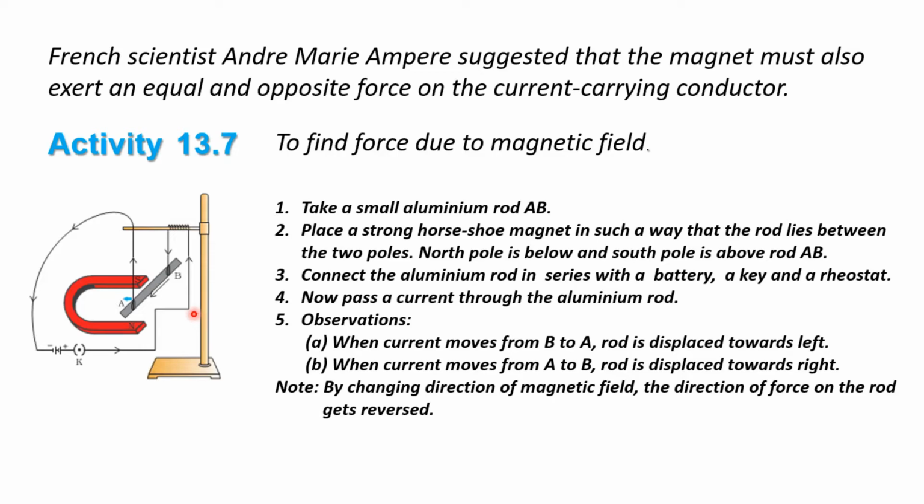How will we change the direction of magnetic field? Earlier we had taken this to be north and this to be south. Now we will change the direction by taking this pole as north and this pole as south. Current is moving from B to A and the magnetic field is moving from north to south, like this, and the displacement of the rod will be towards right, and vice versa if the polarity is reversed.